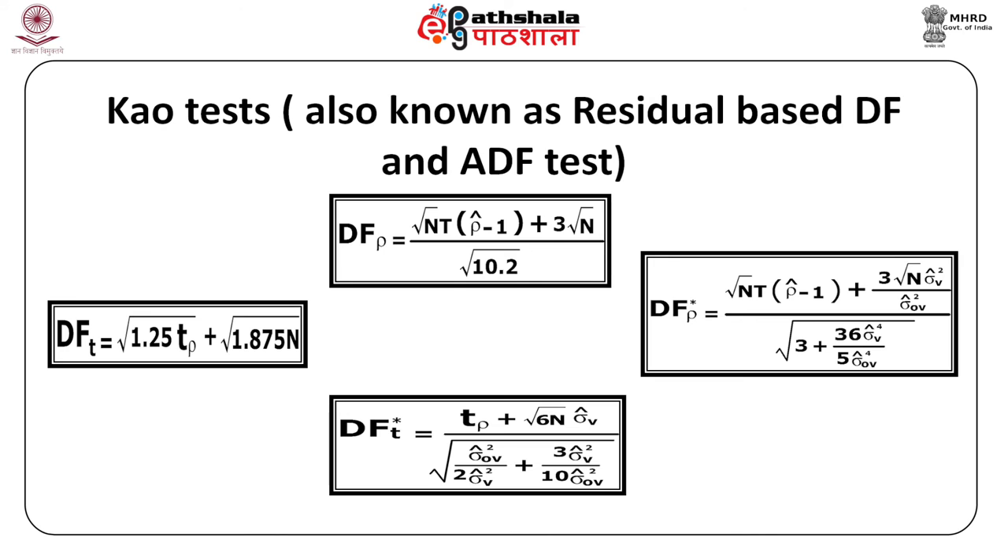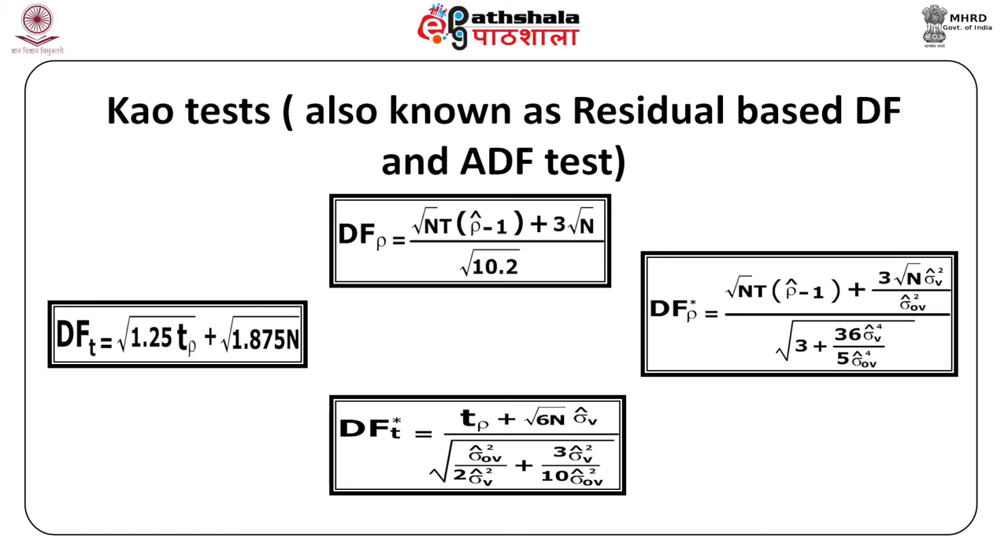Kao proposed the following Dickey-Fuller type tests. DF_rho is equal to (root N times T times (rho hat minus 1) plus 3 root N) divided by root 10.2. DF_t is equal to (root 1.25 t_rho plus root 1.875 N). DF_rho star is equal to (root N times T times (rho hat minus 1) plus 3 root N sigma hat v squared divided by sigma hat 0v squared) divided by the square root of (3 plus 36 sigma hat v to the power 4 divided by 5 sigma hat 0v to the power 4).